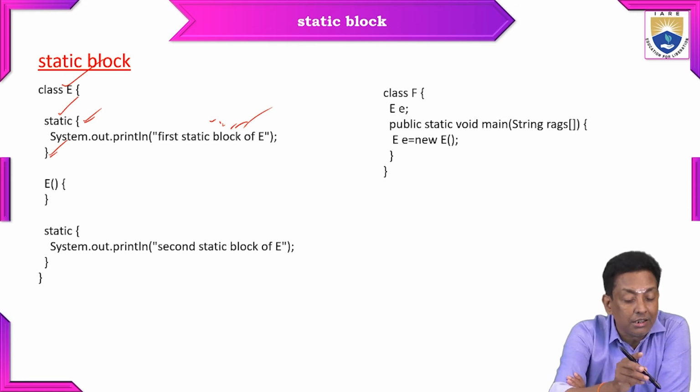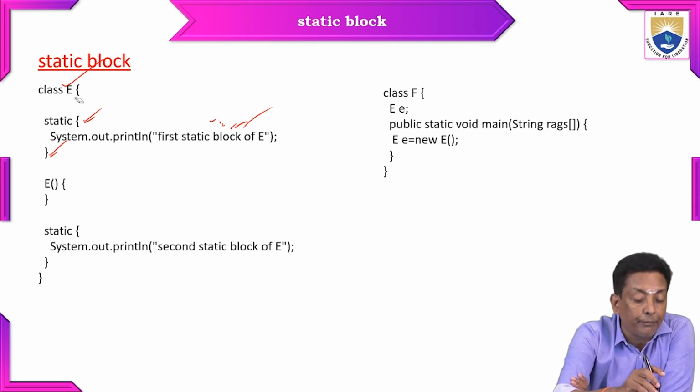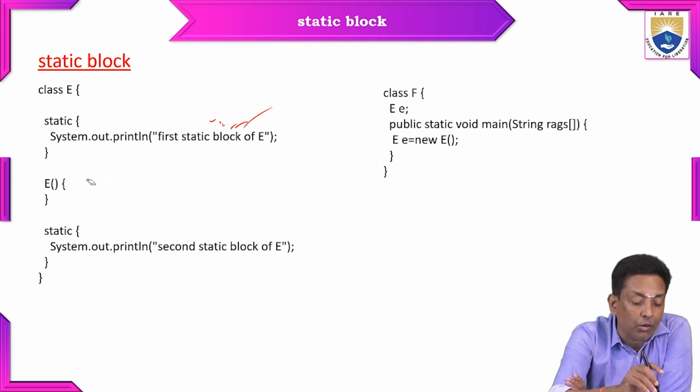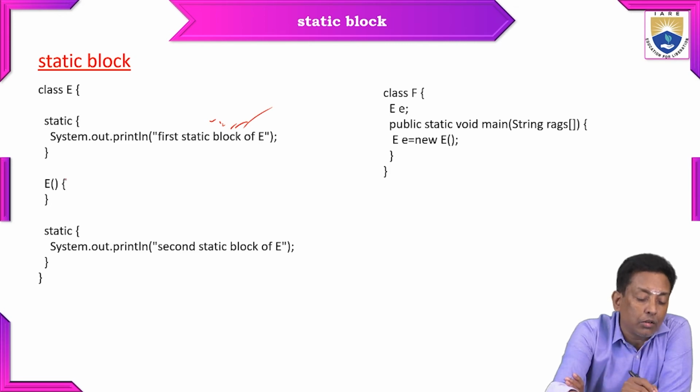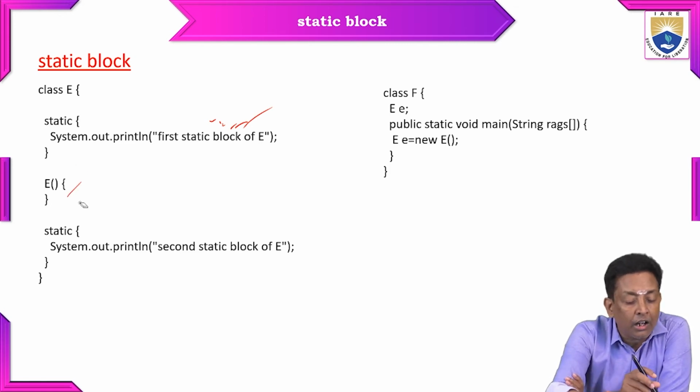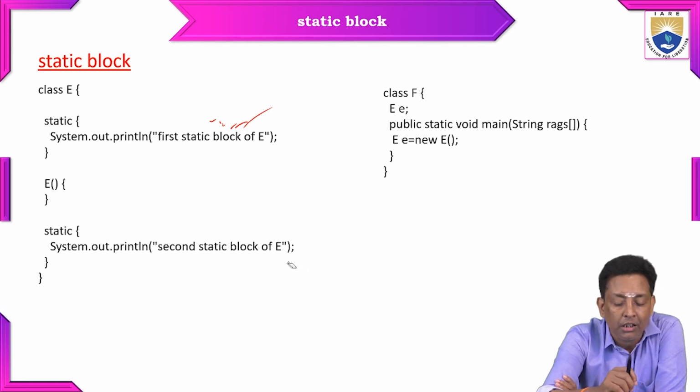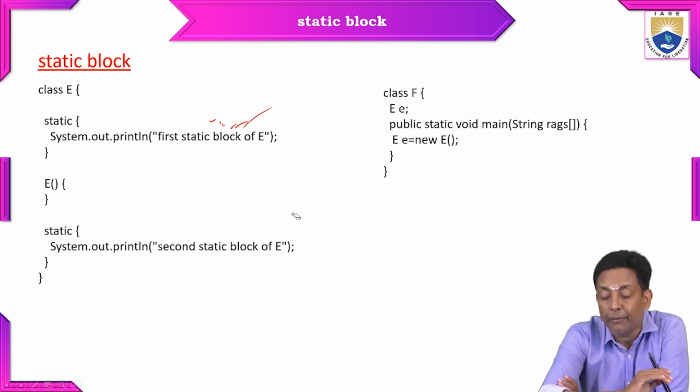So this is a static block example. In class E, we are writing static curly braces open and close. This is one static block. This E() is a constructor of the class. A method whose name is the same as the class name without any return type is a constructor. So it is a no-parameter constructor. And there is one more static block, the second static block of class E.